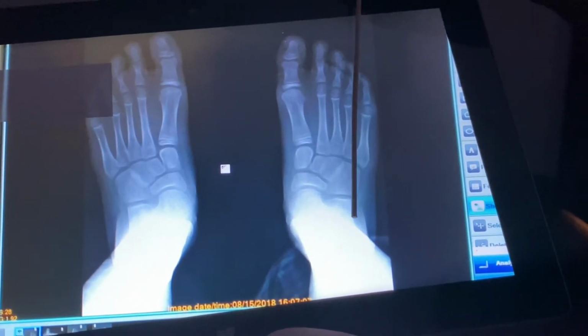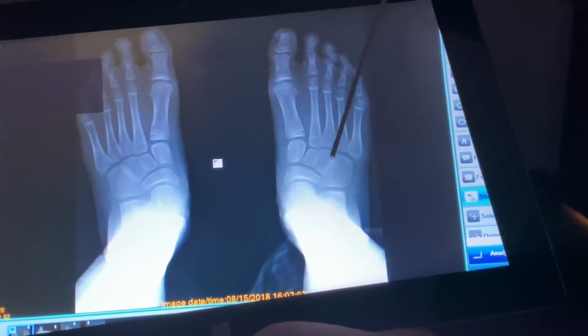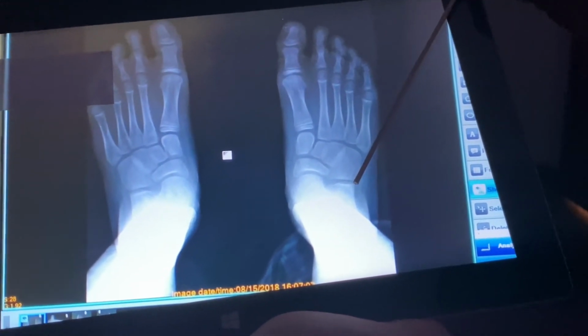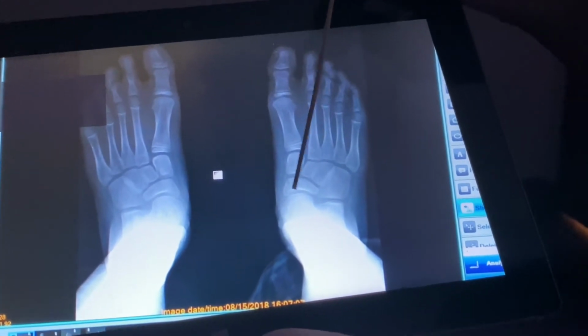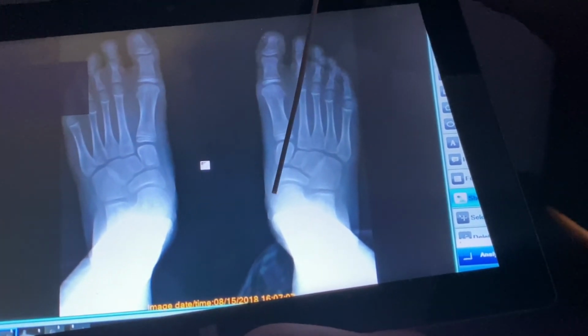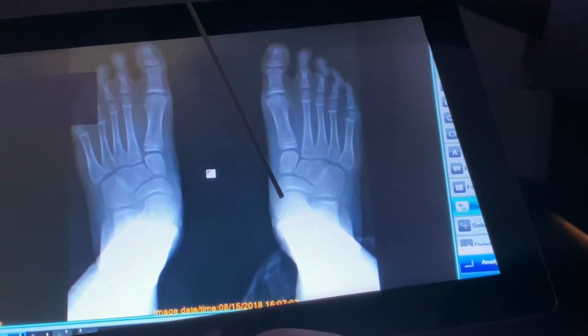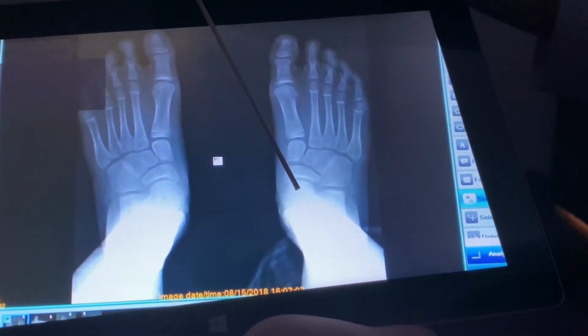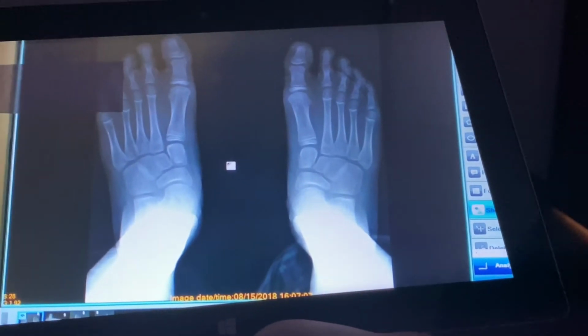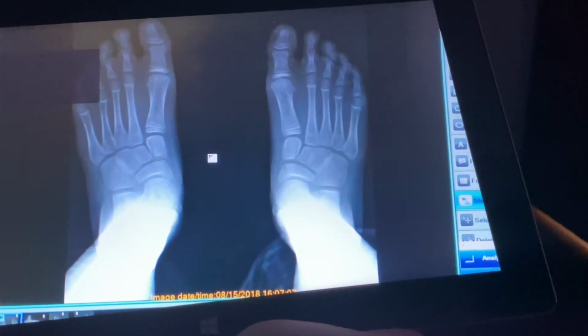The calcaneal cuboid joint should make a straight line, and you can see here how it's angled. The talonavicular joint, the navicular should fully cover the head of the talus. But you can see here how there's a good half of the talar head that's not covered. All of these signs are just pointing to a dislocated subtalar joint.